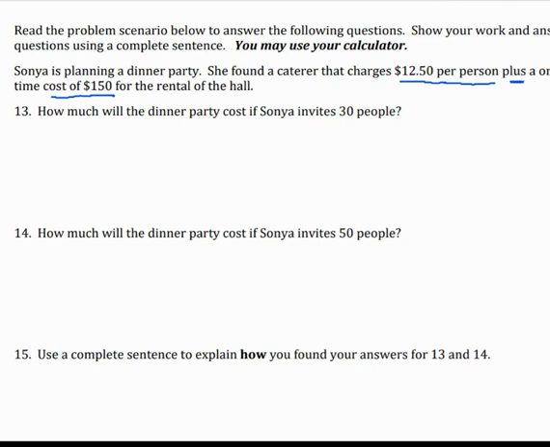So, what do you think we're going to have to do here to figure out how much this is going to cost for 30 people? I'm going to give everybody 30 seconds to think about it. You can start writing if you want to, and then let's share out. Okay, so $12.50 per person plus a one-time fee of $150. And complete question 13. Go ahead.